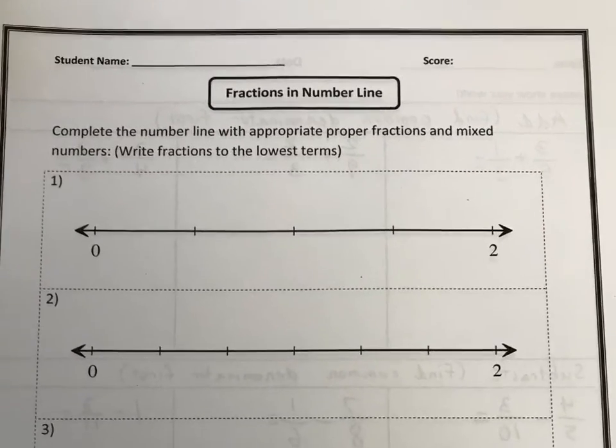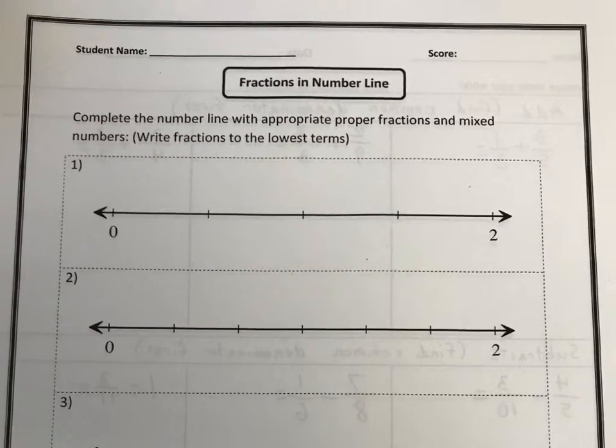All right, let's take a look at some fraction number lines. And these are a little bit different because before we had like 0 and 1, so it was simple. We just needed to find how many pieces there were. But now we have 0 and another number over here. So we've got to figure out the numbers between first.